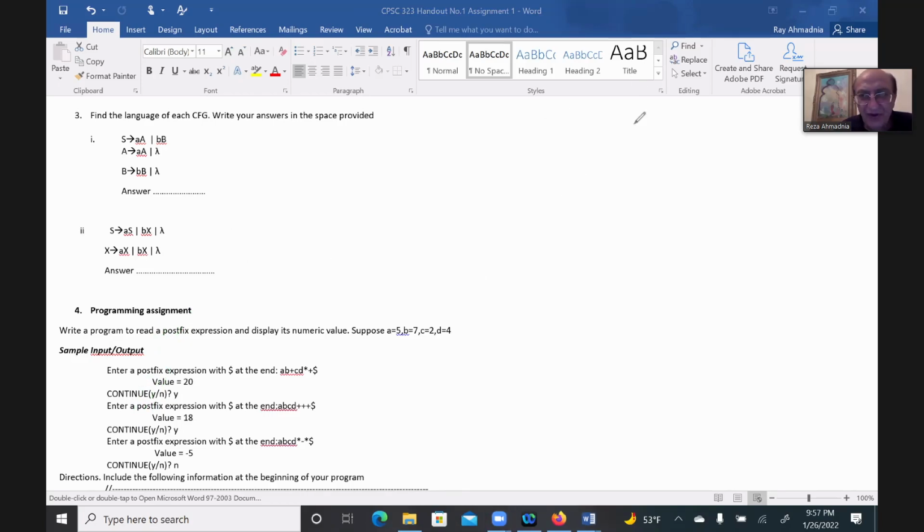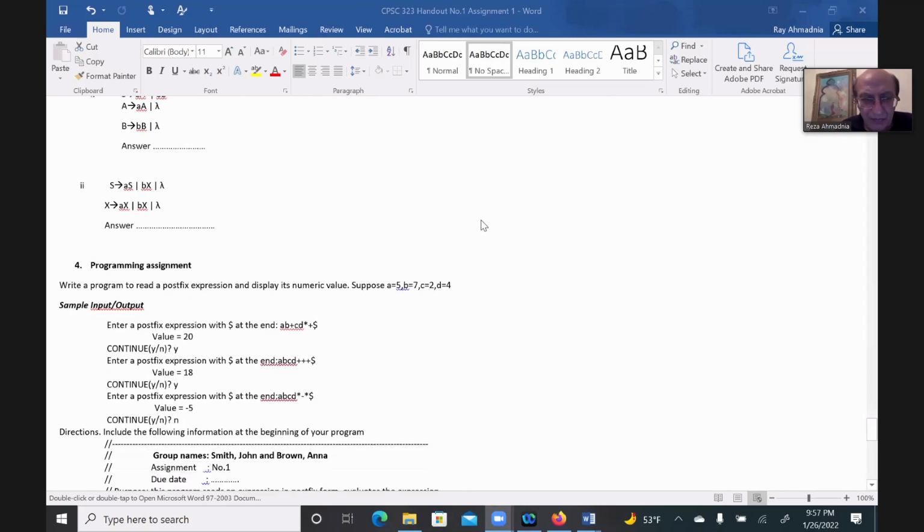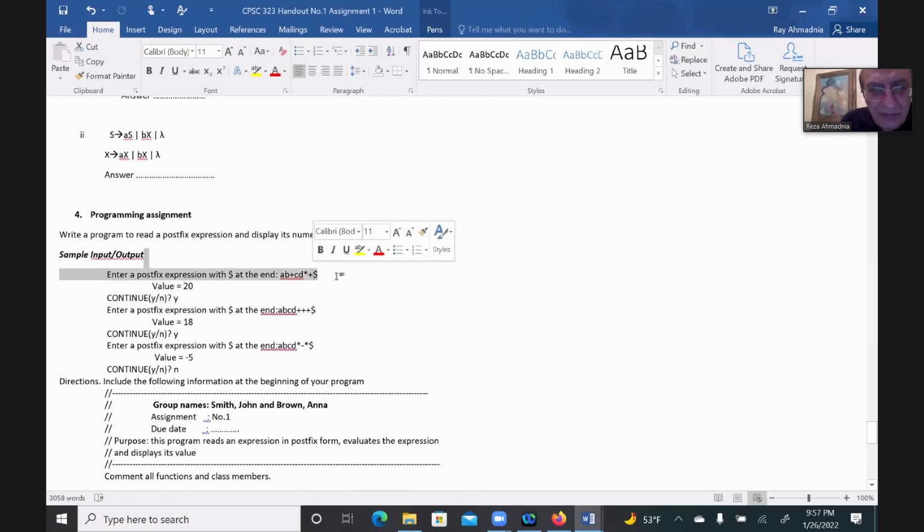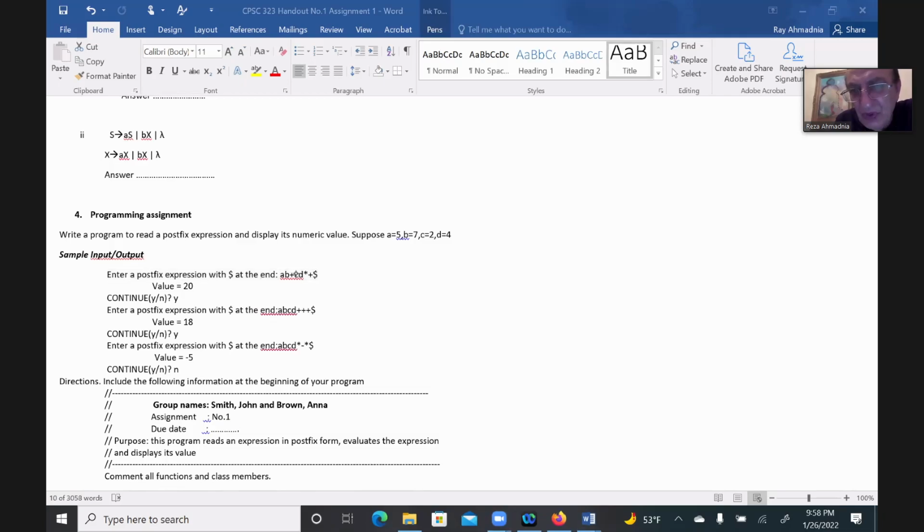Okay, here I have the first programming assignment. Do you know postfix from 131? Some instructors talk about it, some don't, but for this course, you have to know them. Do you know prefix and postfix?